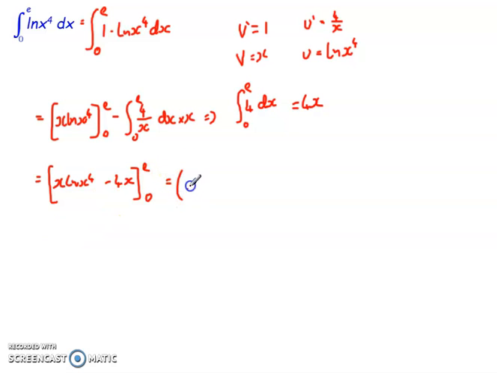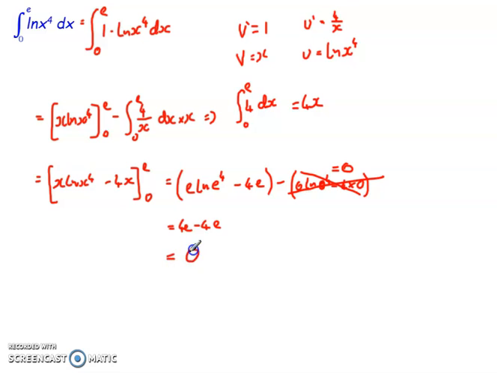So starting at the upper limit, I get e times ln of e to the power of 4, take away 4e, then take away 0 times ln of 0 to the power of 4, take away 4 times 0. Well, this whole bracket here is just going to disappear and be equal to 0. This bracket here, if I bring the power of 4 down, I'll have 4e times ln of e, and we know ln of e is just equal to 1. So I'll get 4e here, take away 4e, funnily enough, that's equal to 0. They all cancel out.